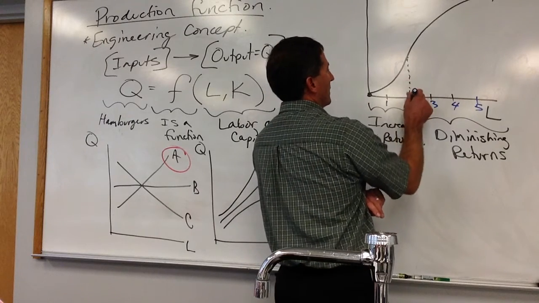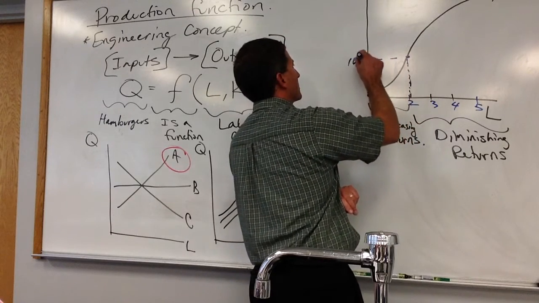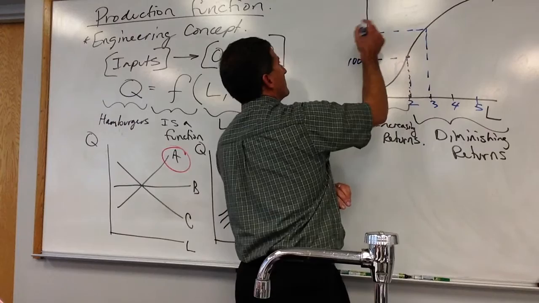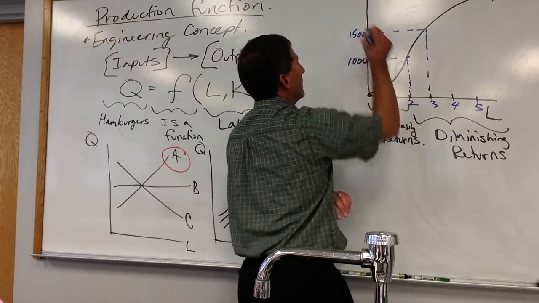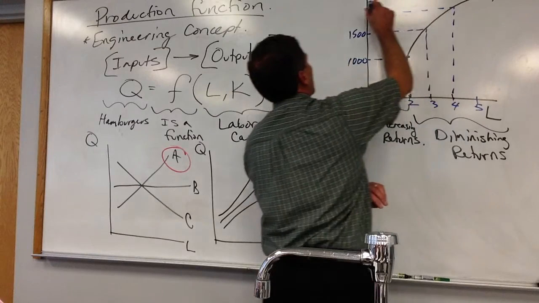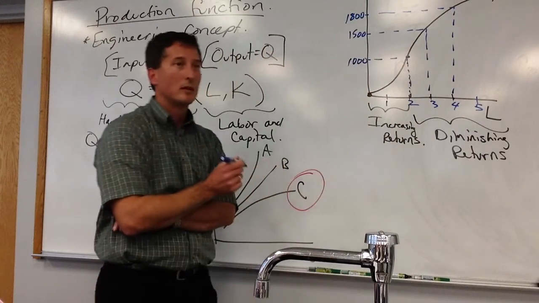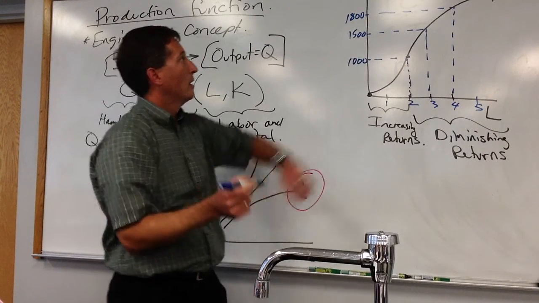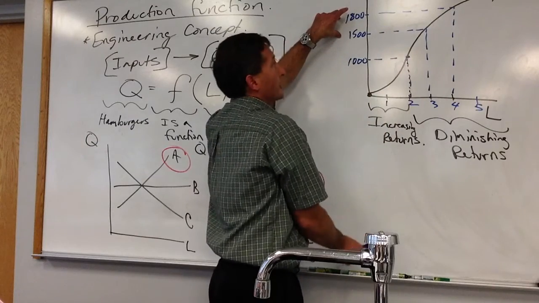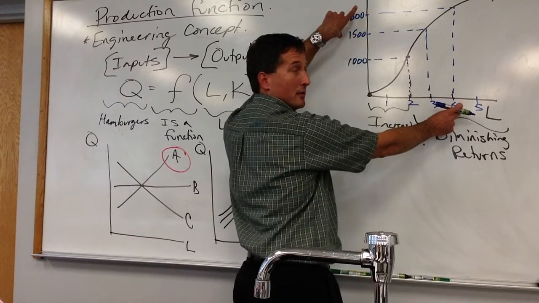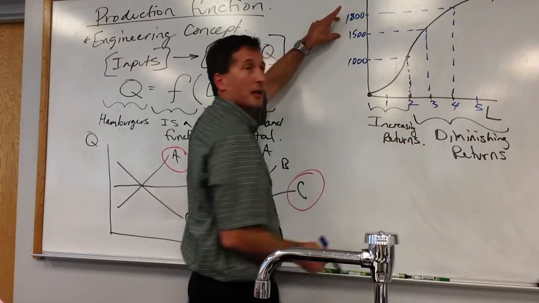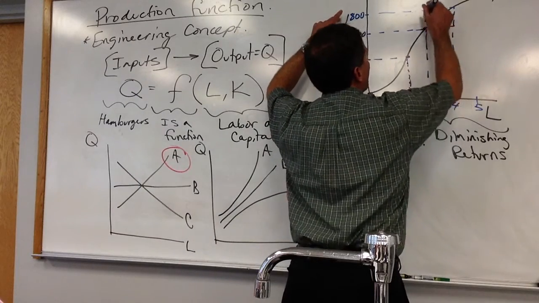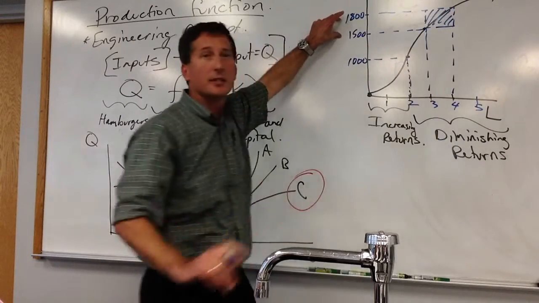So 2 people can kick out 1,000 hamburgers. 3 people can kick out 1,500. 4 people can kick out 1,800. The marginal product of the 4th person is how much? 300. The 4th person helped us add 300 units to the production process.